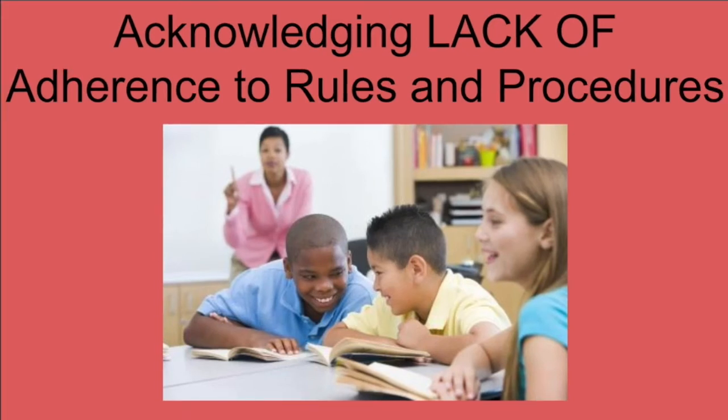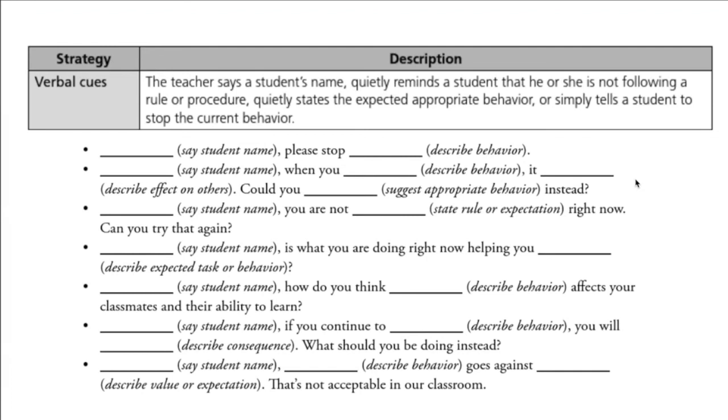The final element that's foundational to effective classroom management is this: acknowledging the lack of adherence to rules and procedures. Sometimes, despite our best efforts, and maybe the efforts of students, they are not adhering to rules and procedures. They're off task and/or disruptive. So when this is the case, we have strategies that we can employ.